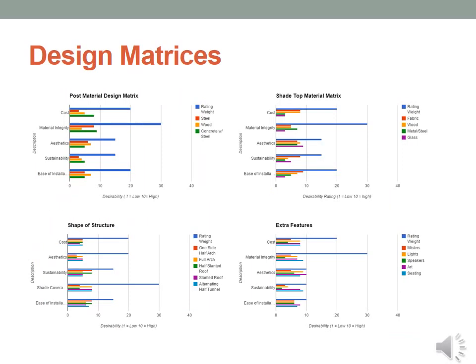These are the decision matrices we used in previous semesters to decide on the materials and shape of the structure. We also included a section for extra features in case we wanted to include those after the actual structure itself has been completed.